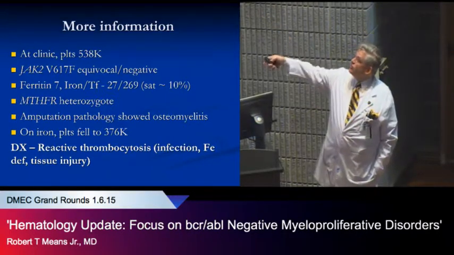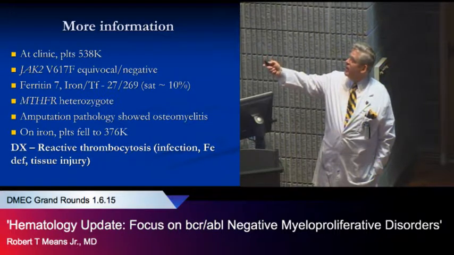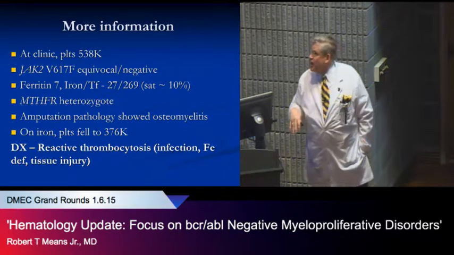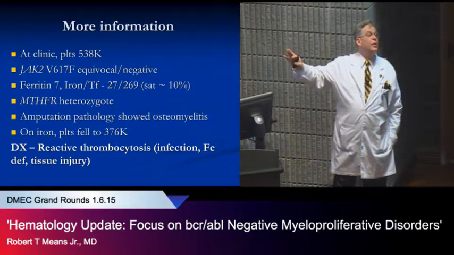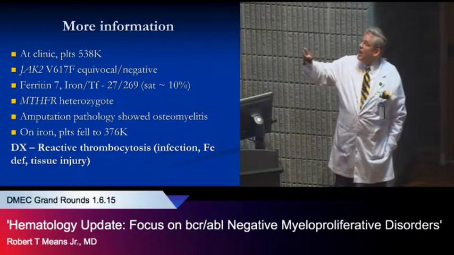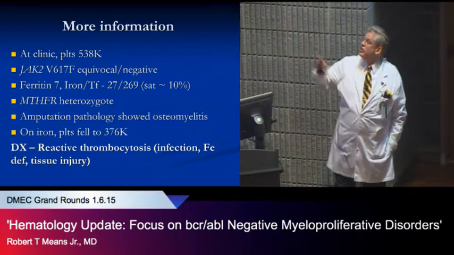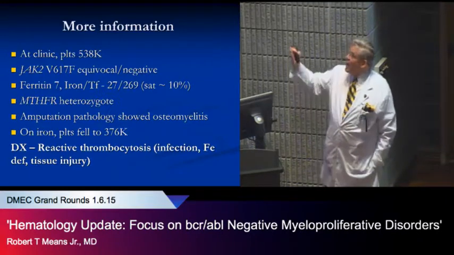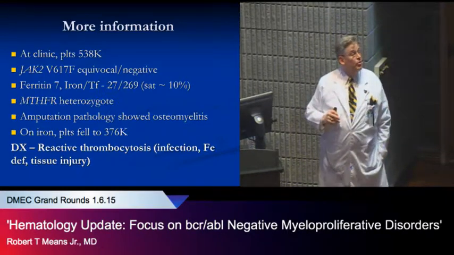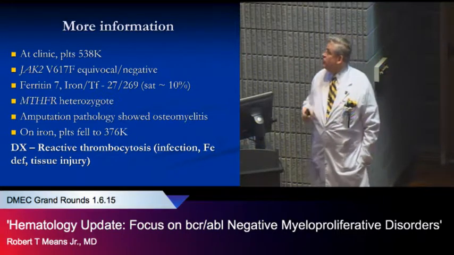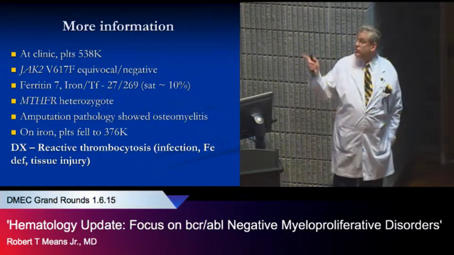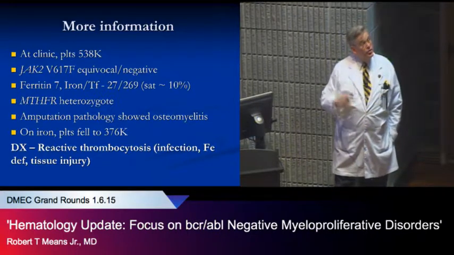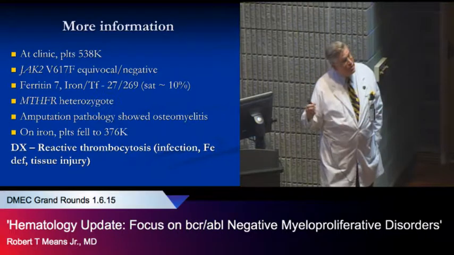She was iron deficient. She also happened to be a heterozygote for methyl tetrahydrofolate reductase, but I think that was probably neither here nor there. Anyway, on her amputation, pathology showed that she had osteomyelitis, which may have accounted for her poor wound healing. On iron, her platelets went down to normal. So what was the diagnosis? She had reactive thrombocytosis.